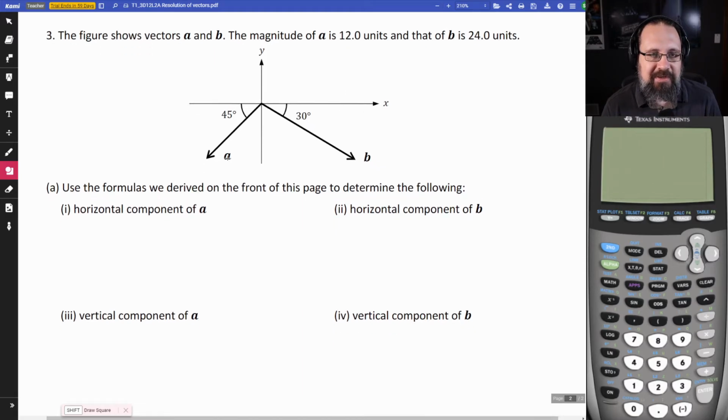The figure shows vector A and B. The magnitude of A is 12 units and that of B is 24 units. So vector A is 12 units. I'll just go ahead and put 12 units right here, I'm still in box mode, just to remind ourselves that that's 12 units. And then over here, this is 24 units.